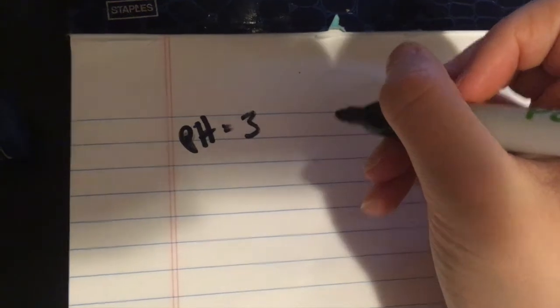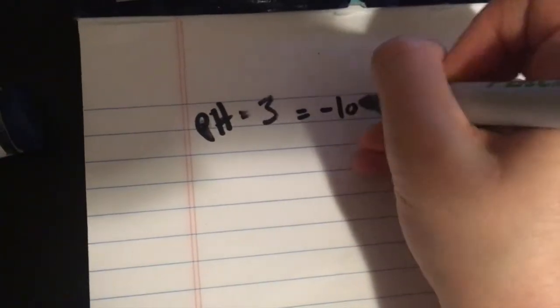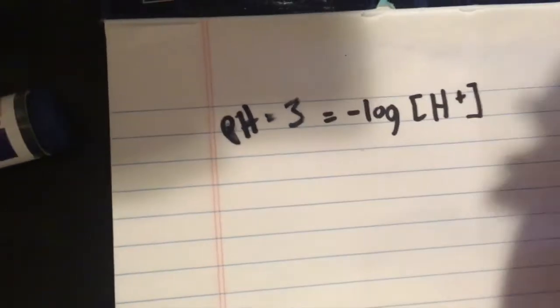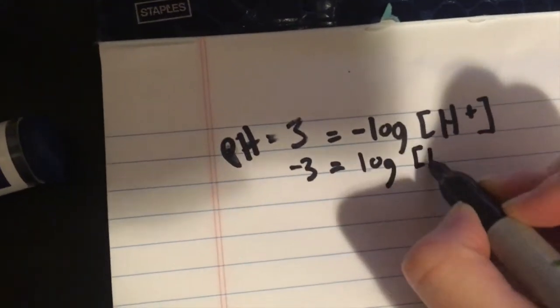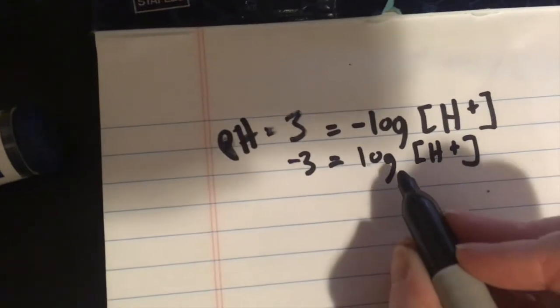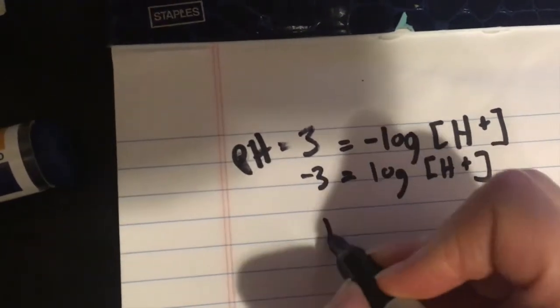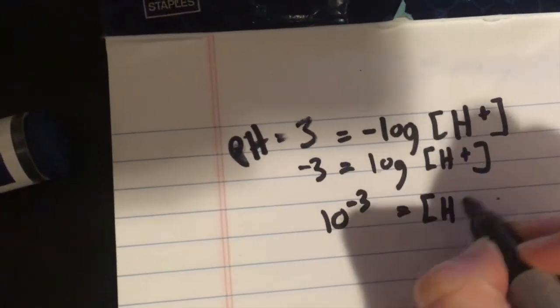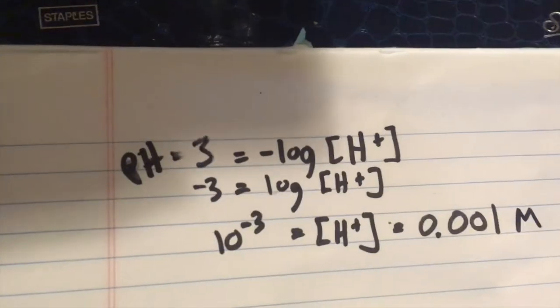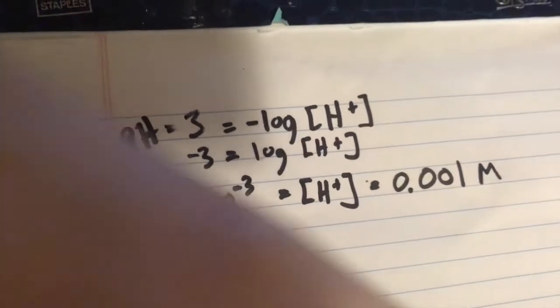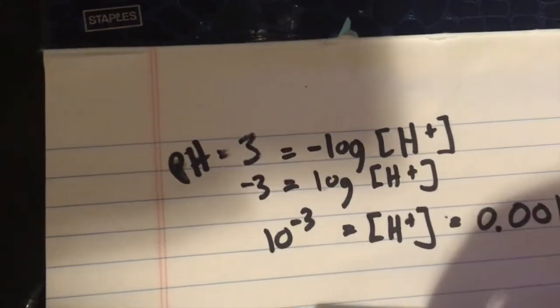All right, so we know the pH is 3, right? That's also equal to the negative log of the concentration of H plus, right? So that means -3 equals log of the concentration of H plus. So that means 10 to this power equals this concentration. So 10 to the negative 3 would be our concentration of H plus, aka 0.001 molar, right?